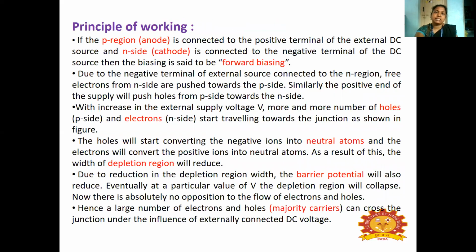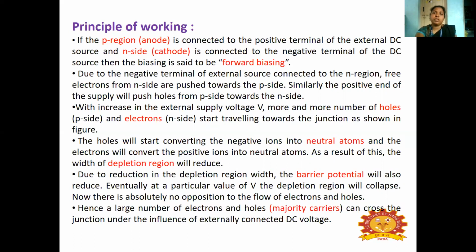If the P region, that is the anode, is connected to the positive terminal of the external DC source, and the N side, that is the cathode, is connected to the negative terminal of the DC source, then the biasing is said to be forward biasing. Likewise, for reverse biasing, the P side of the diode is connected to the negative and the N side is connected to the positive.